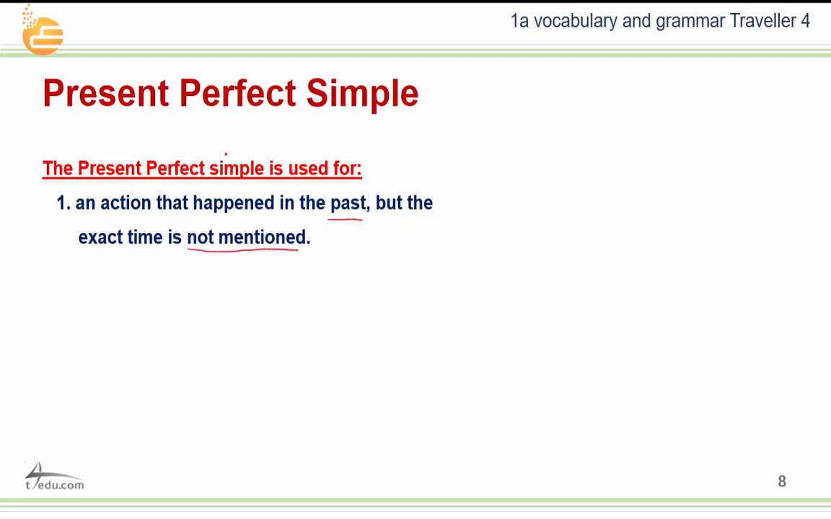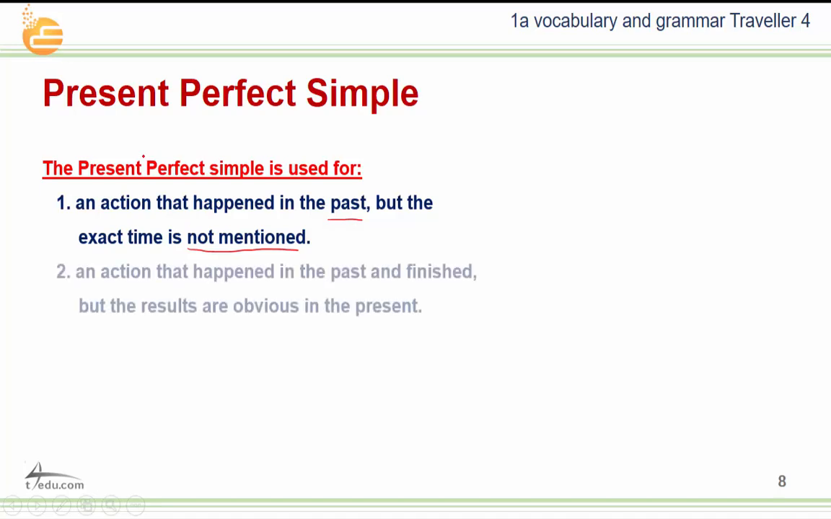This is the difference between past simple and present perfect simple. Past simple is for an action that happened in the past, where the exact time is usually mentioned. But if the exact time isn't mentioned, usually we use present perfect simple. Also, we can use present perfect simple with an action that happened in the past and finished, but the results are obvious in the present. And also it should be in the past.